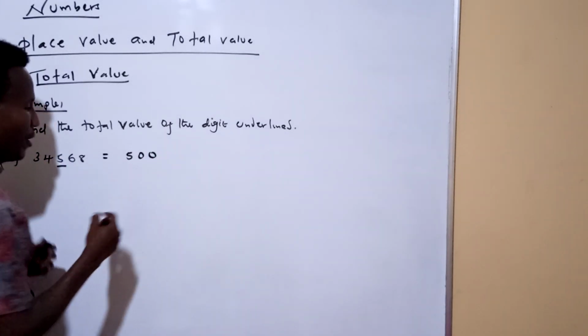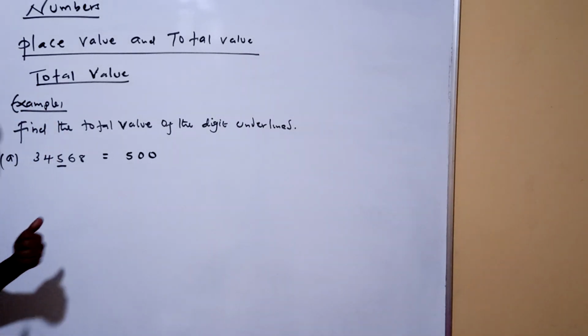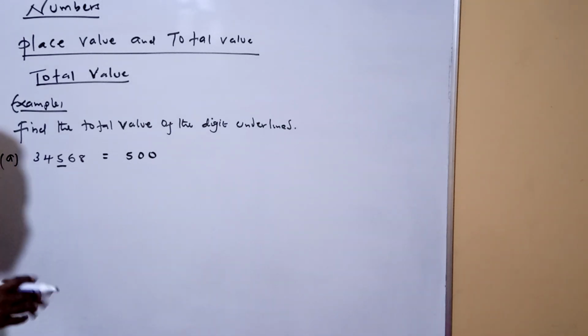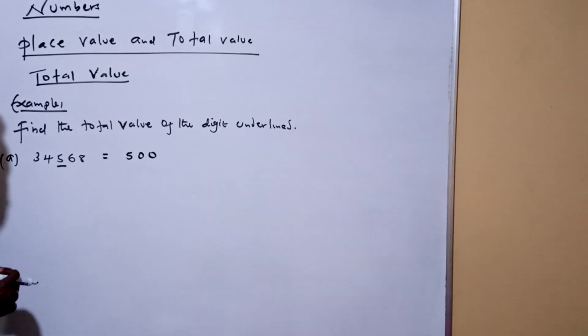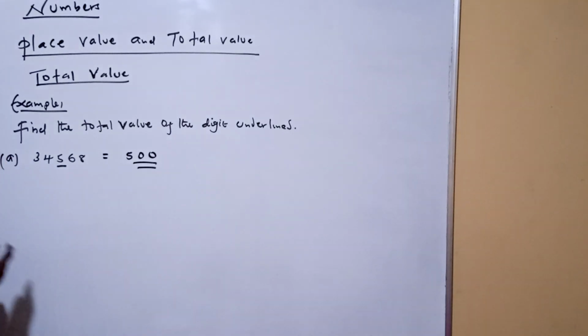So we are going to say 500. Then the digits before it, you forget them. So this is how we are going to get the total value of a number.